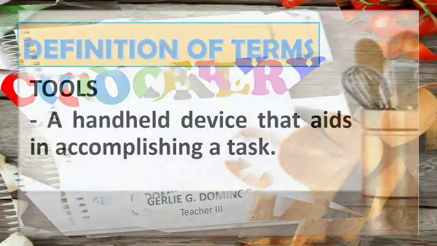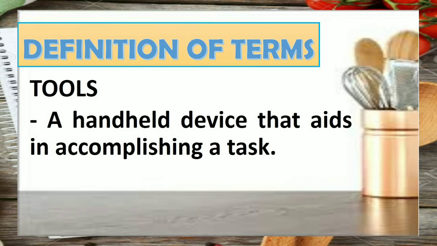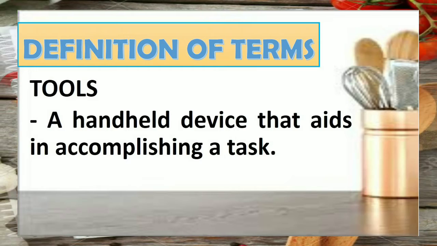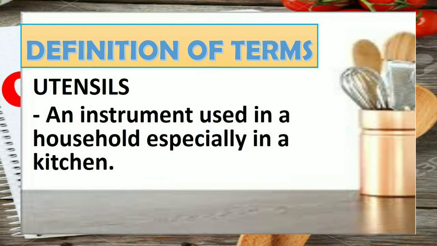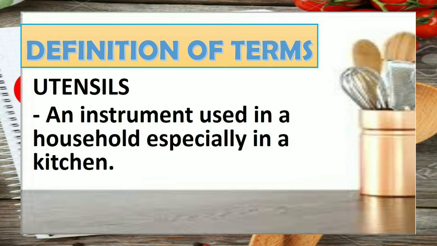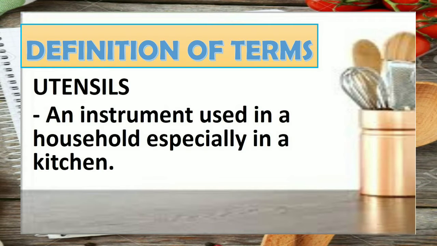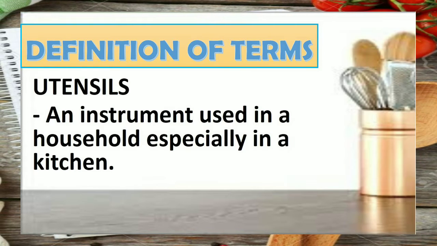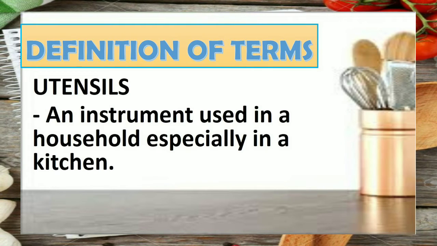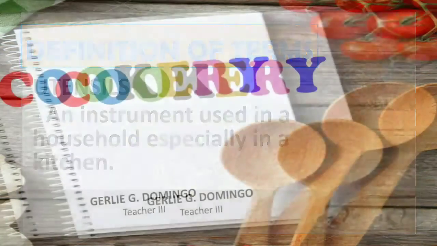Then we have tools. It is a handheld device that aids in accomplishing a task. Utensils, an instrument used in a household, especially in a kitchen. So those are the terms that can help us in knowing or adding the knowledge that we have in our lesson.